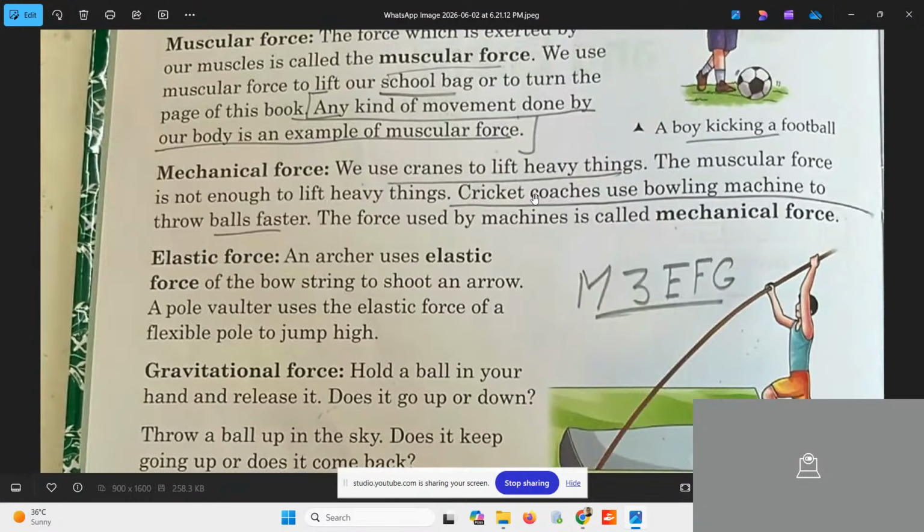The muscular force is not enough to lift a heavy thing. Can you lift a heavy thing with muscular force? No. So in order to do this, what do we need? We need a machine.